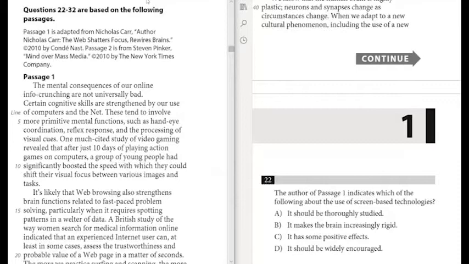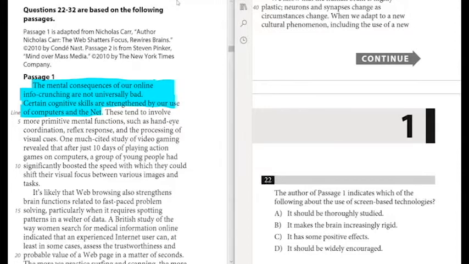Here, we need look no further than just the first line of the whole passage. The mental consequences of our online info crunching are not universally bad. It says certain skills are strengthened by our use of computers and the net. So right there, at least some good things happen as the result of screen-based technologies. So that's answer choice C. Screen-based technologies have some positive effects.